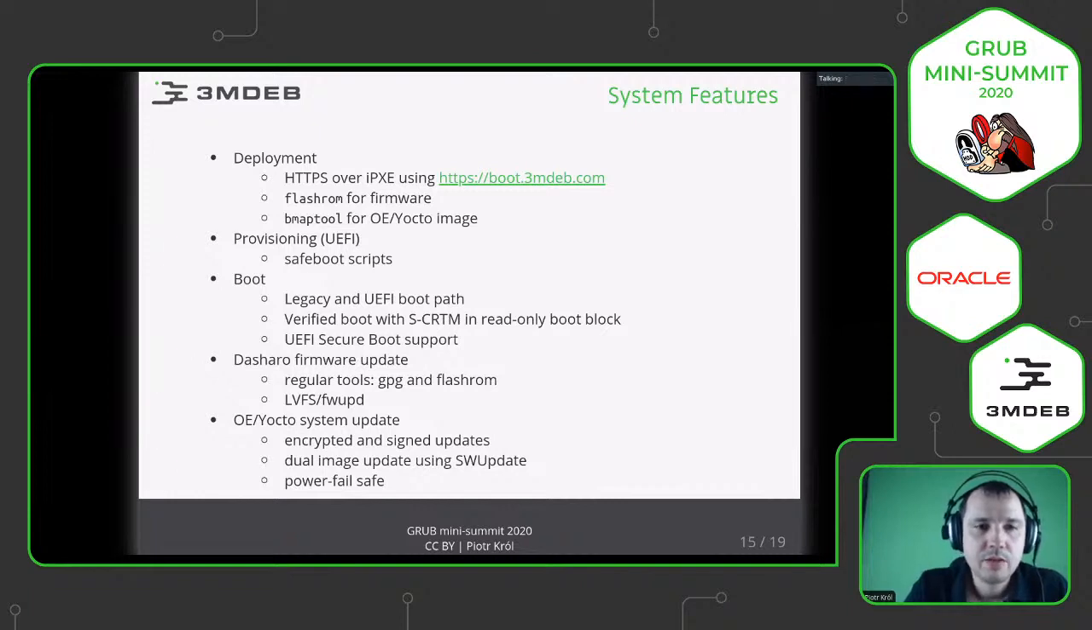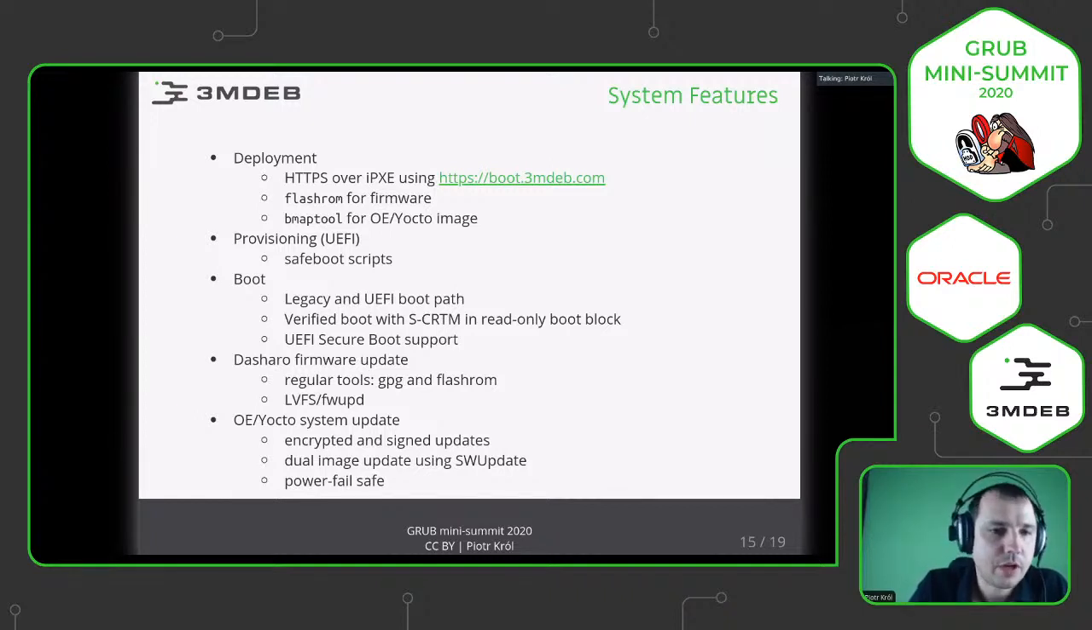So what are the major system features here? First of all, how we can deploy things. We can deploy this system by booting over iPXE using boot.3mdeb.com. There we have an iPXE menu, where you just select the option, and then you boot to the system where you can flash new firmware and use the bmaptool to dump the Yocto image to your disk. I'm saying this for PC Engines, for example; for other platforms it should also work. Then you reboot the platform, and then you may start provisioning. Of course, at the point of flashing the Dasharo firmware, you select whether you want the legacy path or the UEFI boot path. Then you can reboot and provision the system using safeboot scripts and other scripts available in the system.